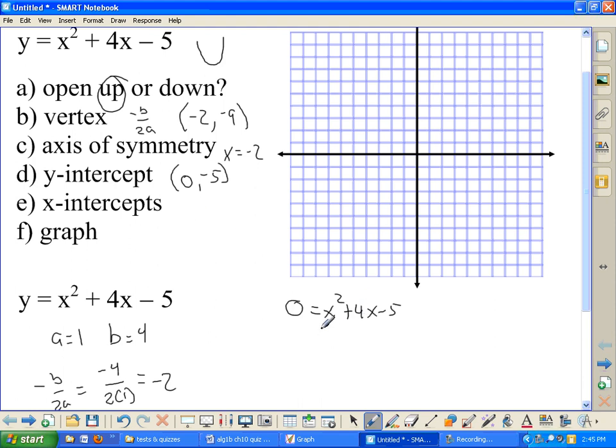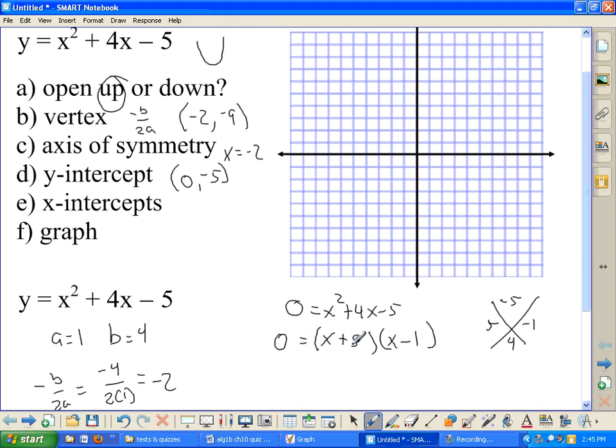So you can solve this by factoring. And remember, you can use your diamond if you want. You get a negative 5 on top and a positive 4 on the bottom, and it looks like a positive 5 and a negative 1 multiply to be negative 5, add to be positive 4. Because the coefficient in front of the x squared is a 1, we don't have to split the middle term. We can just write our factors as x plus 5 times x minus 1.